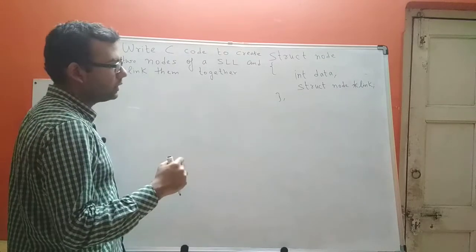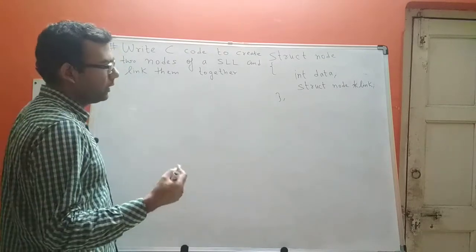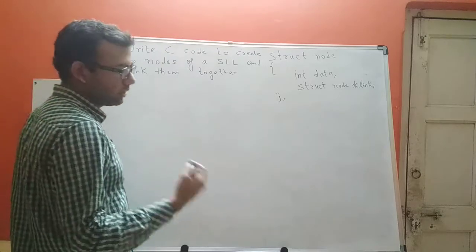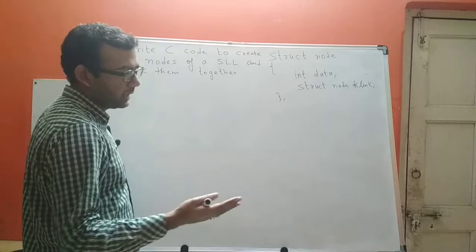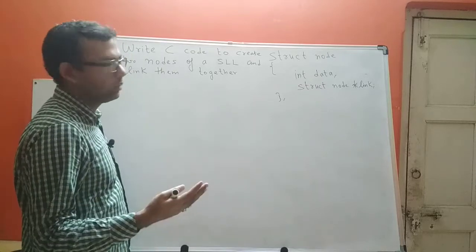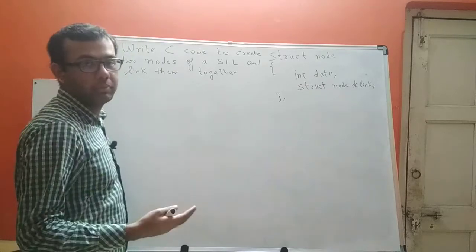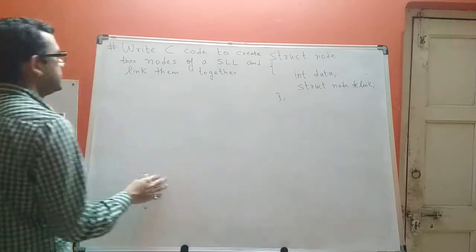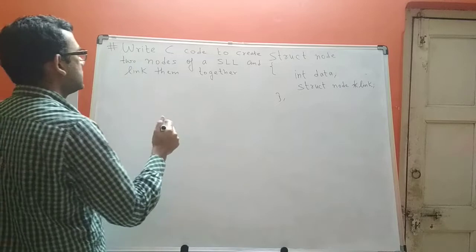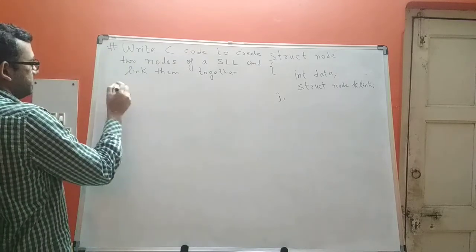So in the previous video, we saw how we can create a single node. Now, a linked list will most of the times consist of multiple nodes. No, not most of the times. All the times it will consist of more than one node. So we have to deal with multiple nodes together, right? So we need to learn how we can link multiple nodes together. So let's see how we can link multiple nodes in a single linked list.